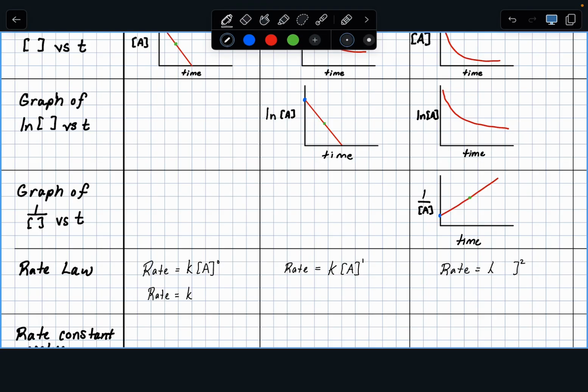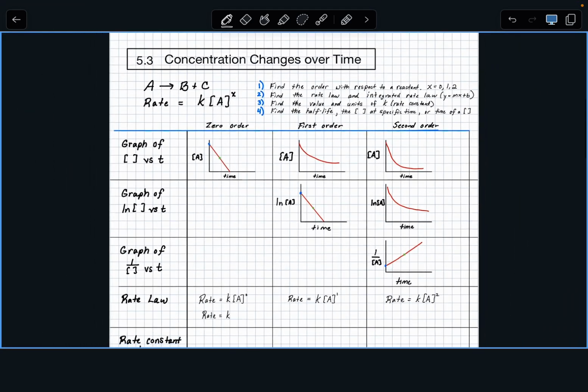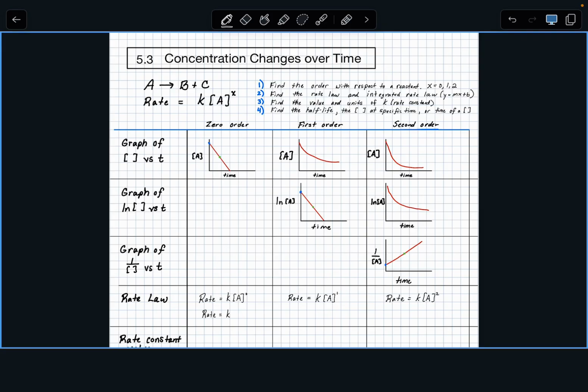Just going to fix that bracket. And again, this is a lowercase k. You're going to talk about capital K when we get to equilibrium constants in Unit 7. So that's the first thing that you can do. If you have the graphs given, you just have to know how to associate the graph with the order of that reaction.